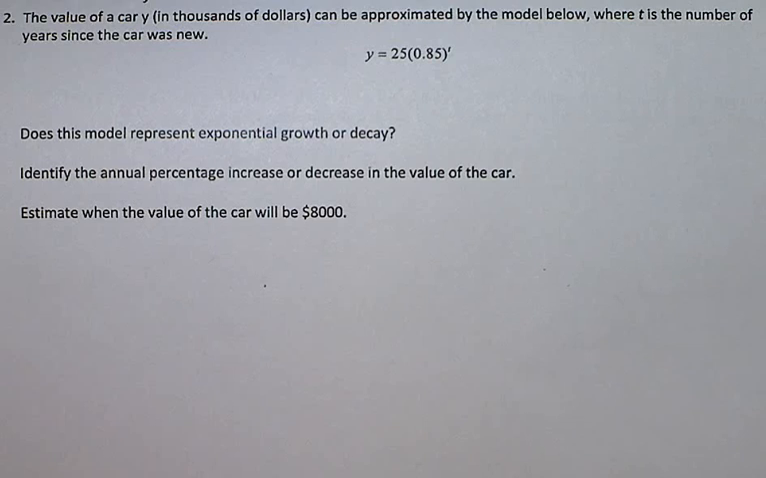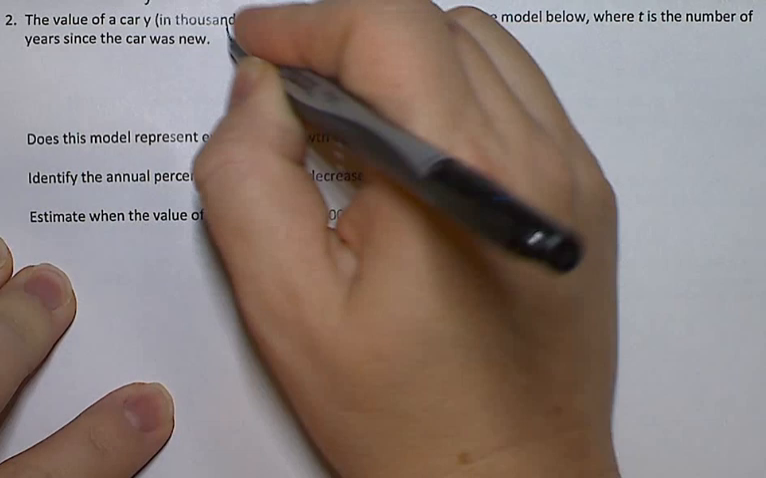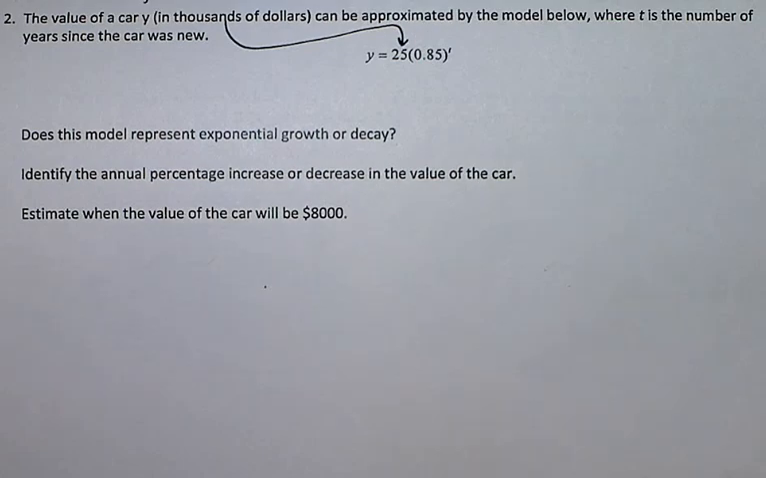The value of a car in thousands can be approximated by the model below, where T is the number of years since the car was new. Draw an arrow here. Remember, the number in front represents the initial amount. Your car was not worth $25 as an initial amount. It would be 25,000. Okay, keep that in mind.